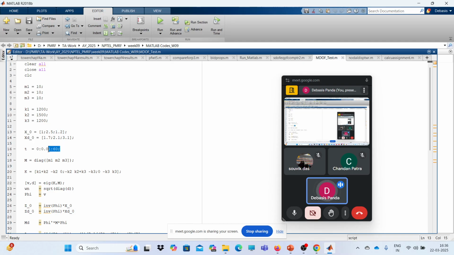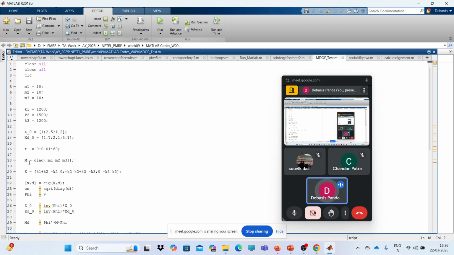Now we need to define the time array. So we are starting from 0, and we are considering dt of 0.01, and we will move to 60 seconds. So we can change the time array as per our convenience, right? So first, what we need to do?